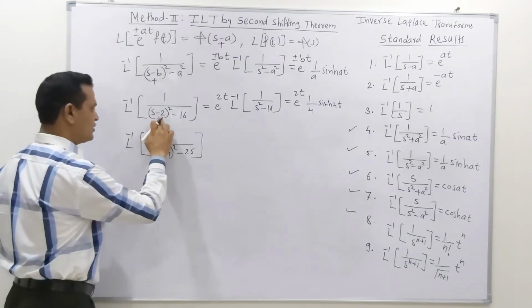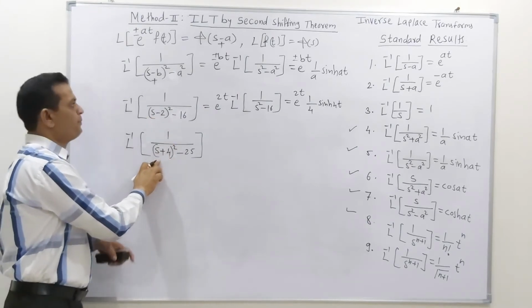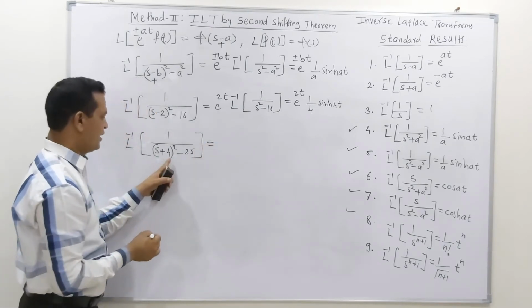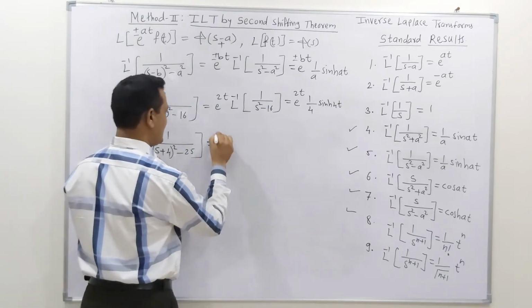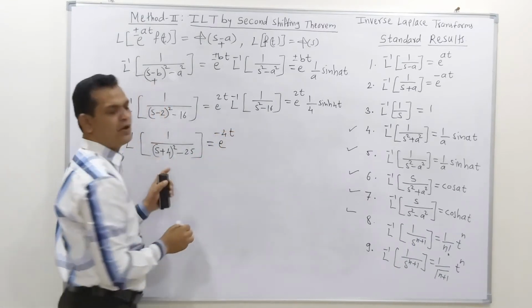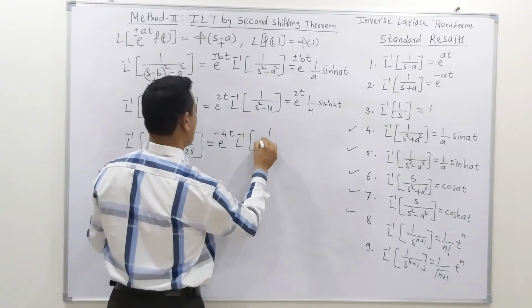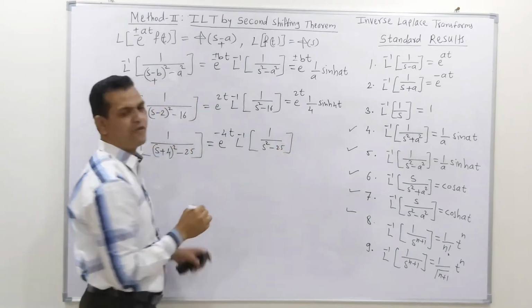So here we take plus 2, here we take minus 2, and here we take plus 4. That means we can again apply the concept of second shifting theorem. Constant 4 is added to the parameter s, so we can write this as e raised to minus 4t into the inverse Laplace transformation of 1 upon s square minus 25.